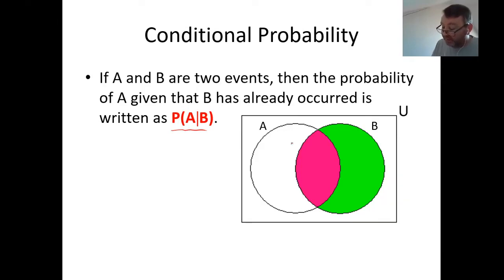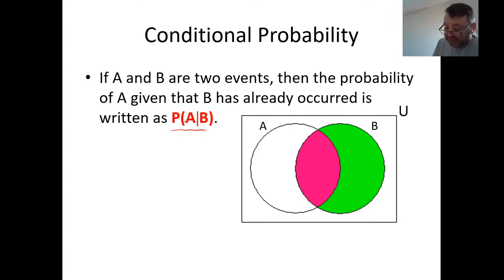Now I've highlighted in this diagram exactly what that means. The probability of A given B means that we are restricting ourselves just to the set B. So we're looking at this circle B. Now within that circle B, does any belong to A? Yes, it does. This pink region here. So within B, there is an overlap with A.